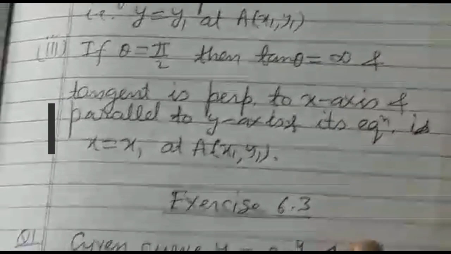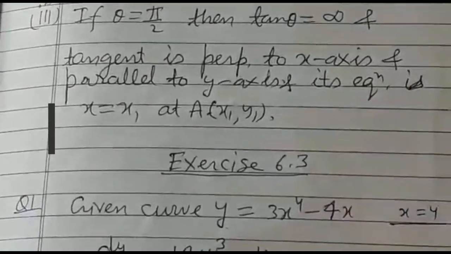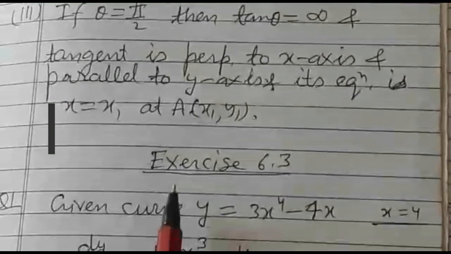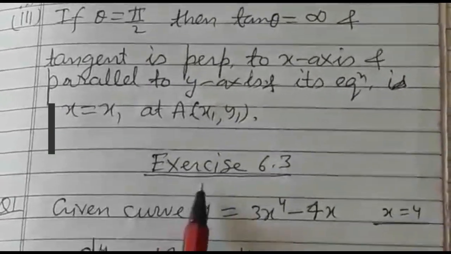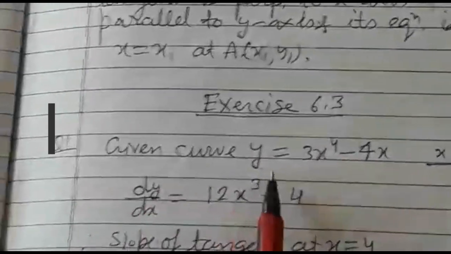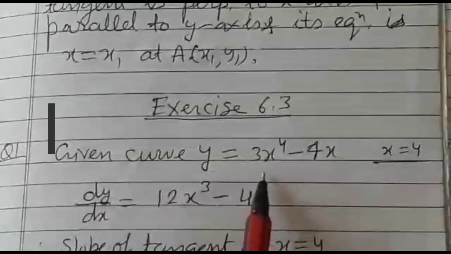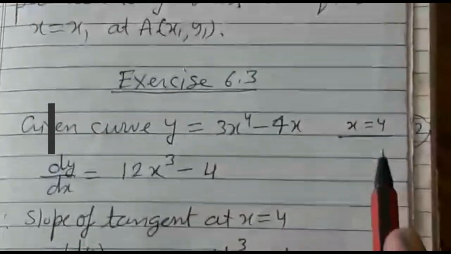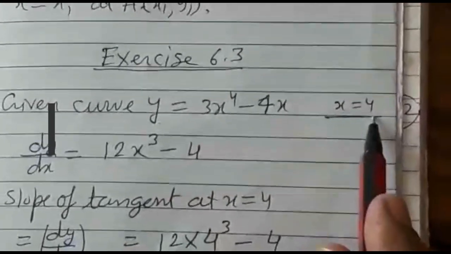Now we will try to explain the same fact by taking a few examples. So I am going to take a few questions of exercise 6.3. The given curve is y = 3x^4 minus 4x, and we have to get the slope at x = 4.